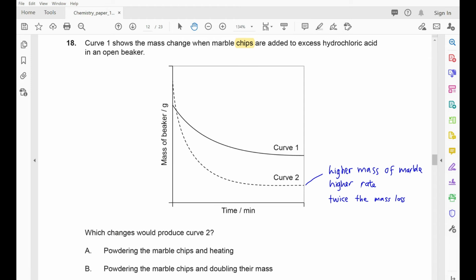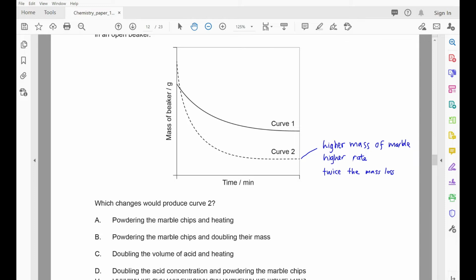Question 18. We react marble chips with excess hydrochloric acid, and the following curve of mass over time is obtained. This loss of mass is due to the mass of carbon dioxide that is produced. So curve 2 shows that the initial mass of beaker is higher than curve 1. That means that there is more mass of reagents. And the slope is steeper for curve 2. That means curve 2 must have higher rate of reaction.